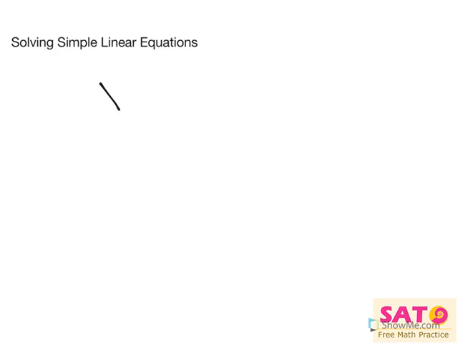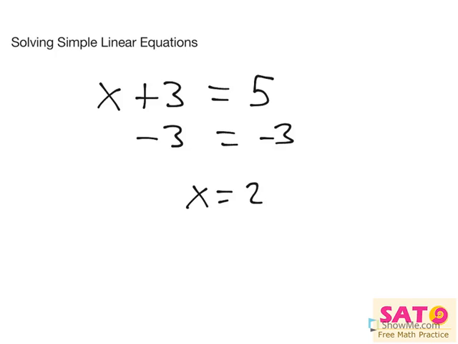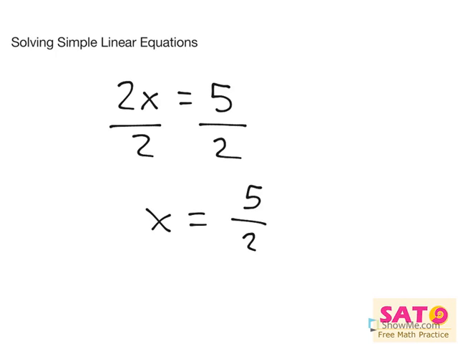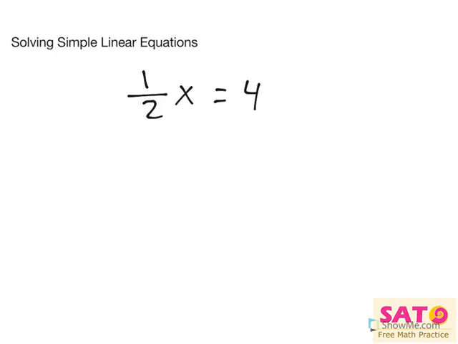So for adding and subtracting, we would just do the opposite operation to get rid of the number and to get the resulting value. What about for multiplication? Well, we still have to isolate x, so we would do the opposite. So let's say we're multiplying, well then we would divide to get rid of the extra number in front of the x, the coefficient. So here, we would divide by 2, and we would get x equals 5 over 2, or 2.5.